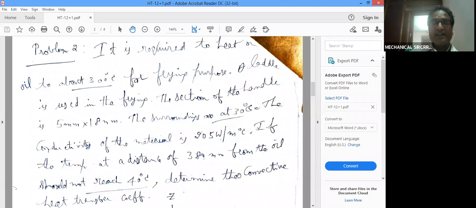Okay, you can take q x plus dx is equal to q x plus d by dx of q x dx, somebody has raised the question. You can take it like that also. After simplification I directly wrote it.